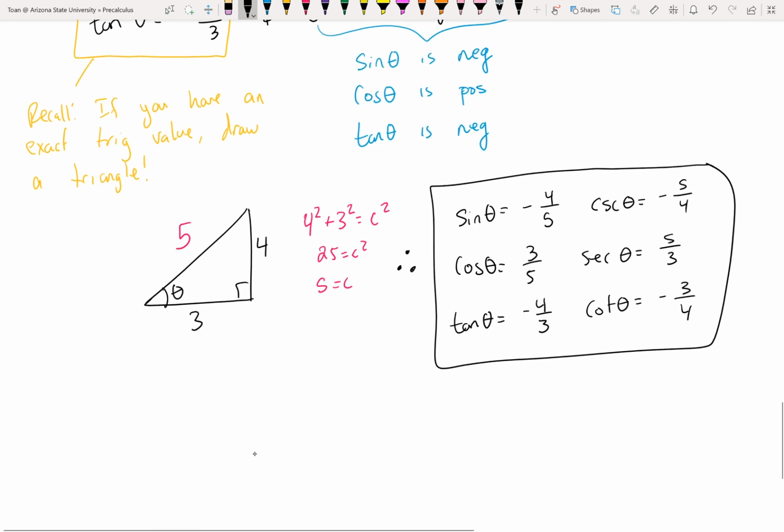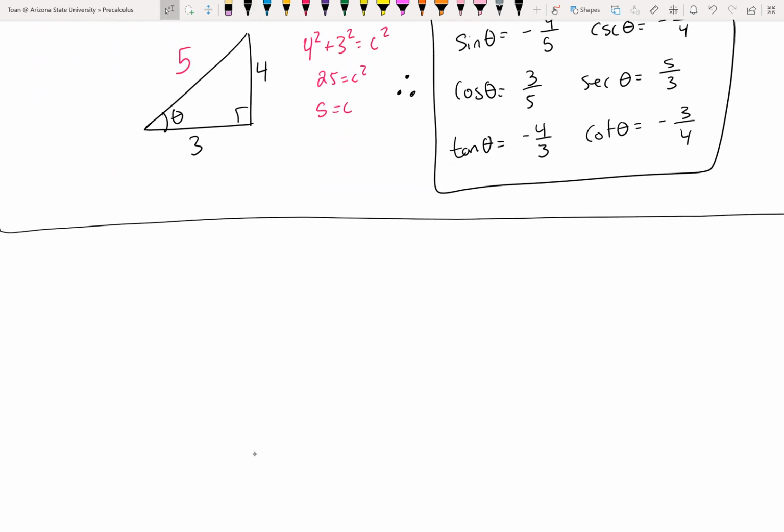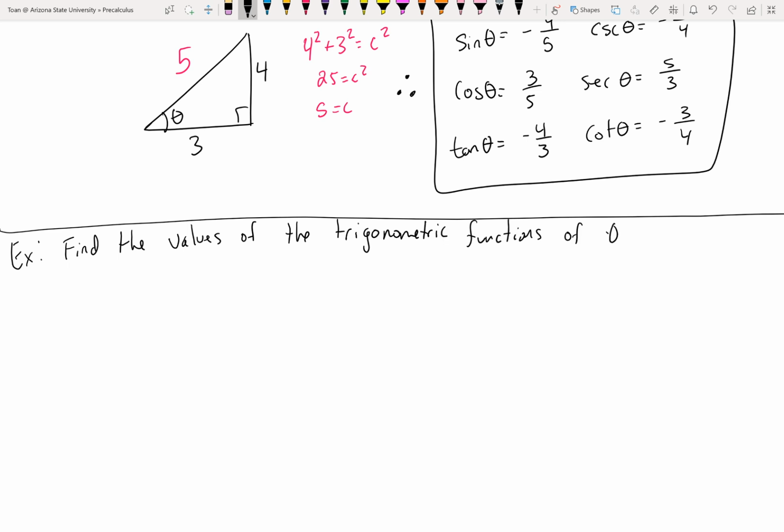The only way that this can be harder, which I'm not saying it is, is if they don't outright give you what quadrant you're in. Say, for example, find the values, the same instructions, find the values of the trigonometric functions of theta, given that, and I'll tell you that the cotangent of theta is 1/4 and sine of theta is less than 0.